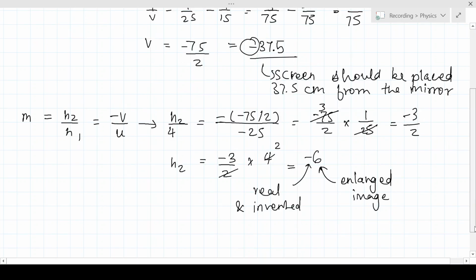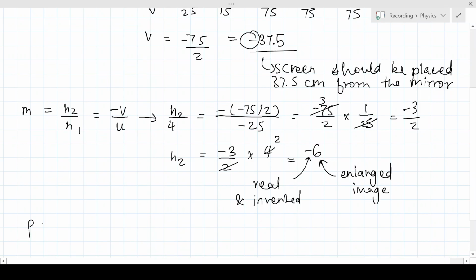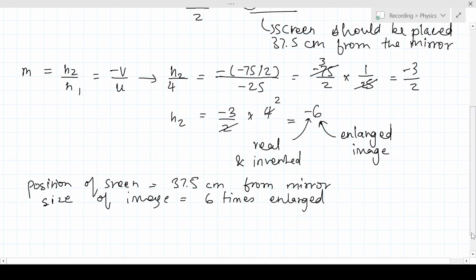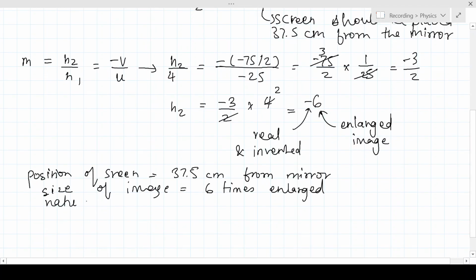So now your conclusion is: position of screen is equal to 37.5 centimeter from mirror. Size of image is equal to 6 times enlarged, and the nature of image is equal to real and inverted.